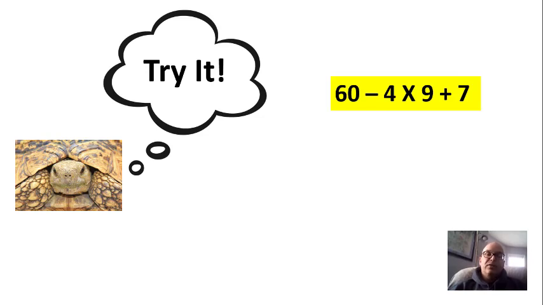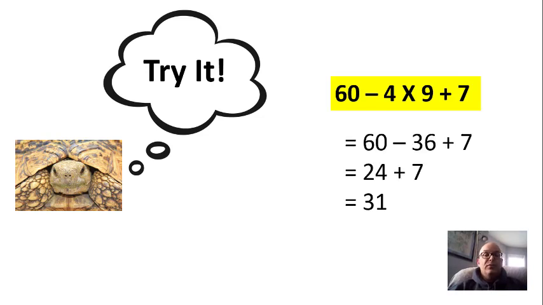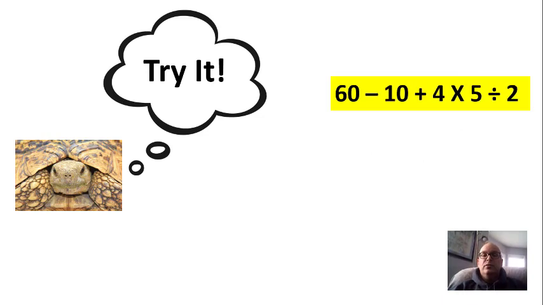Okay, try this one. Which comes first? Pause it and figure it out. That's right, 4 times 9, multiplication comes first. So we change it to 36. Everything else we just copy the same. We don't touch it. We go step by step by step. The next thing we do is we go to the left. The first thing on the left is the subtraction. So we do subtraction. 60 minus 36 equals 24 plus 7, 31.